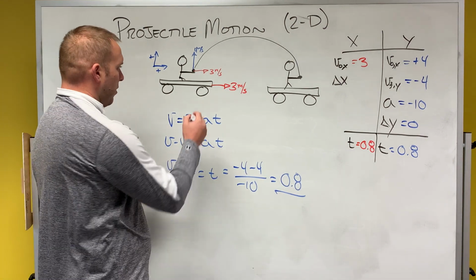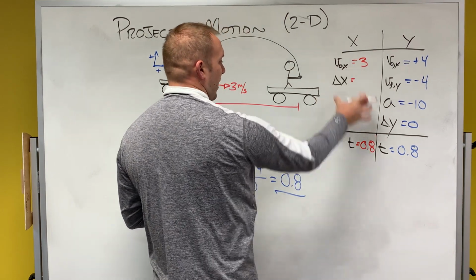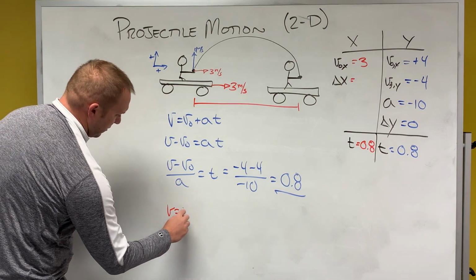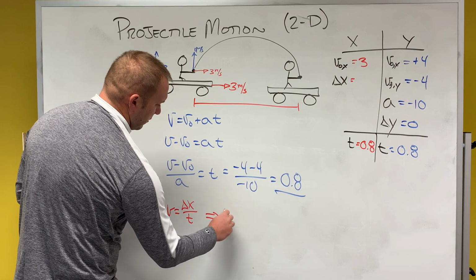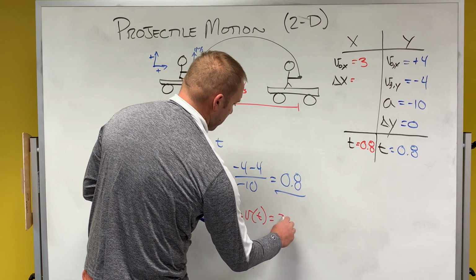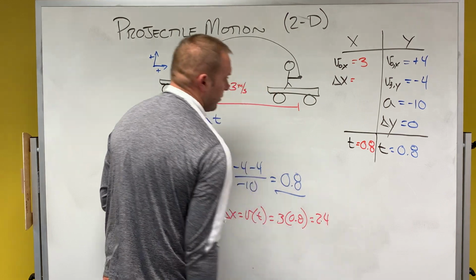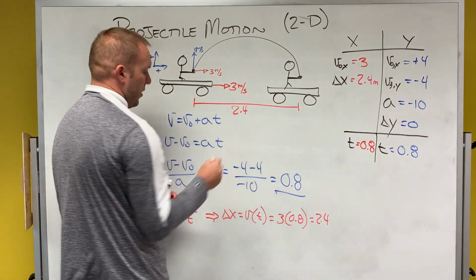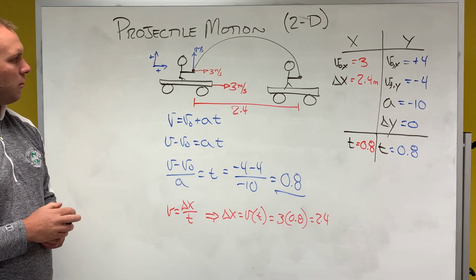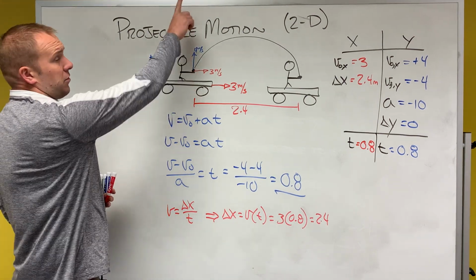And then I could figure out how far this ball actually traveled in this direction. Well, I can use my constant velocity idea for my X motion, which says velocity equals displacement over time. Displacement then is velocity times time, which would be 3 times 0.8, which is 2.4 meters. So my displacement in the X direction is 2.4 meters. What we can understand though is that when I actually toss it up, I toss it up with 4 meters per second.